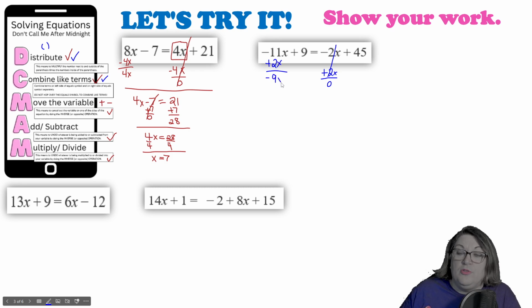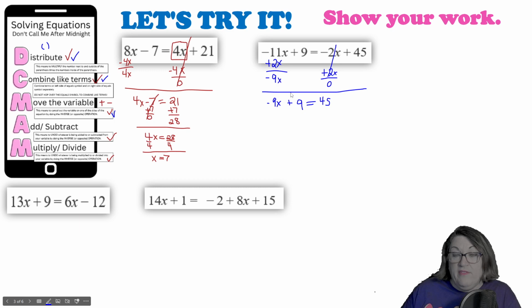And again, you can double check my adding and subtracting in your Desmos if it helps. I'm going to rewrite my equation. This time I have the negative 9x plus 9 on the left side of my equals, and then on the right side, the only thing I have is a 45. So we have done the move variable step. Check.